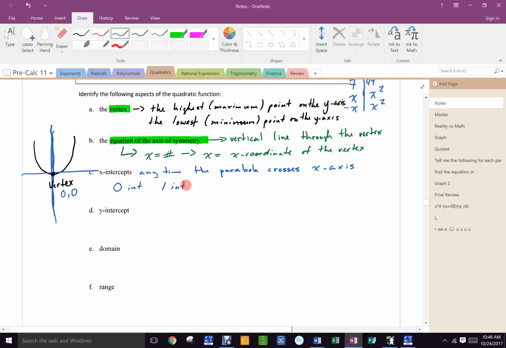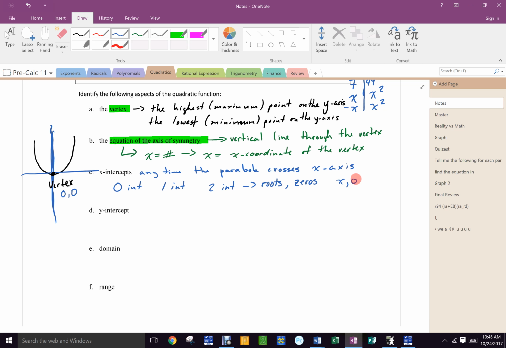Can it cross twice? Yeah, you can have 2 intercepts. They have another name. They are also called roots. They are also called zeros. Because it is when it is at x, comma, 0. Is everybody cool with that?